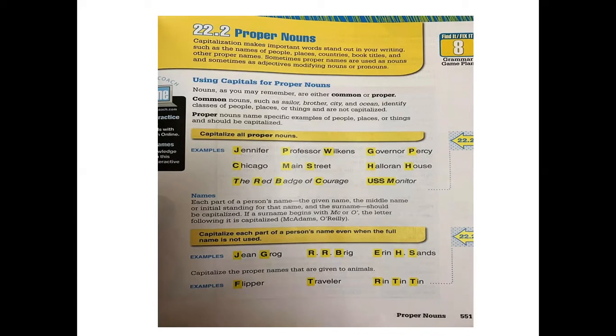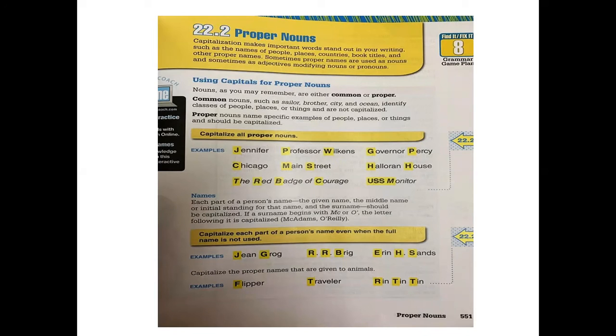Continue. Proper nouns. Now, here you know that the capitalization rule applies to proper nouns. Whenever we have proper nouns, we capitalize them. All the names will be capitalized. Capitalize all proper nouns, like USS, like USA, like Main Street, like Professor Watkins, like Jennifer, like Chicago, like The Red Badge of Courage. All the names will be capitalized.